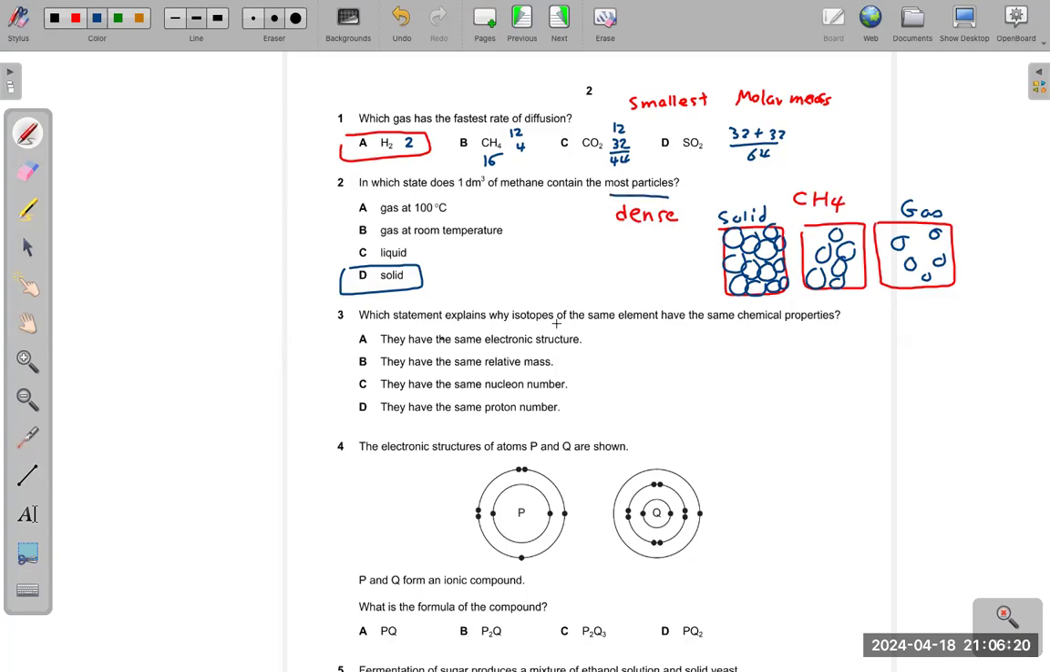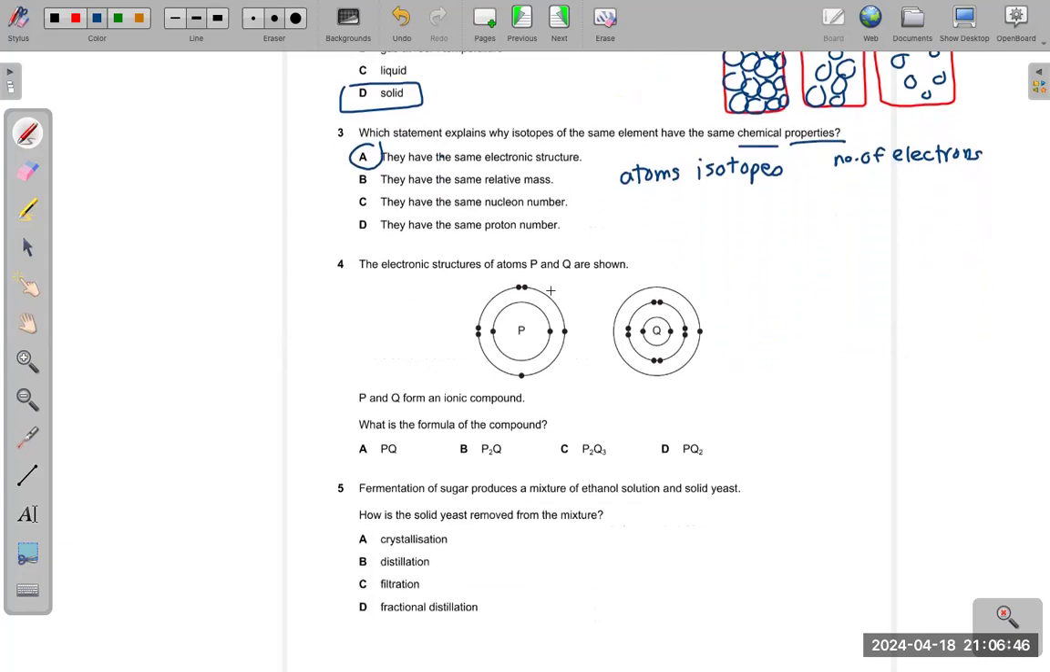Which statement explains why isotopes of the same element have the same chemical properties? Isotopes are atoms of elements which have the same number of electrons. Because the number of electrons is the same and the electronic structure is the same, they will have the same chemical properties, because the chemical properties depend on the electronic structure and the number of electrons.